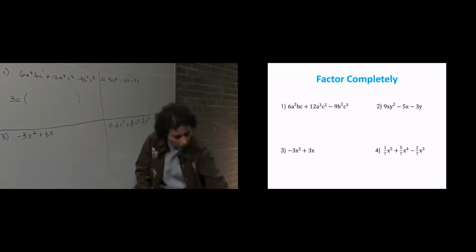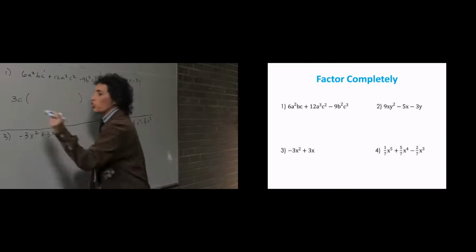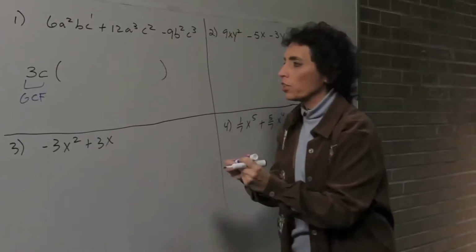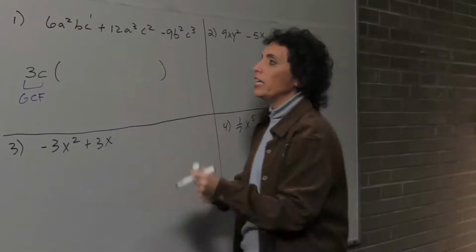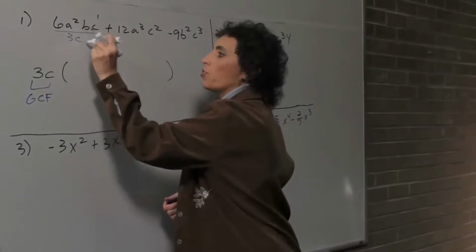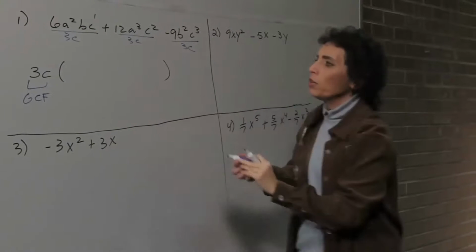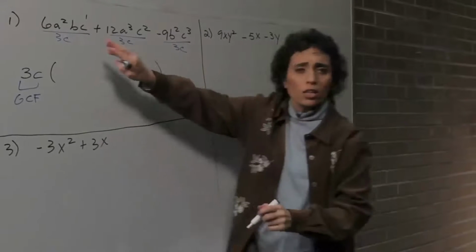So that's my GCF. I'm just going to make sure you understand that. So my GCF is made up of these 2 factors. Okay, these 2 factors. That's my GCF. Now I'm going to divide each term by 3C. Now do you understand why we did that division step before? I don't want to cross it all out. It looks kind of sloppy.